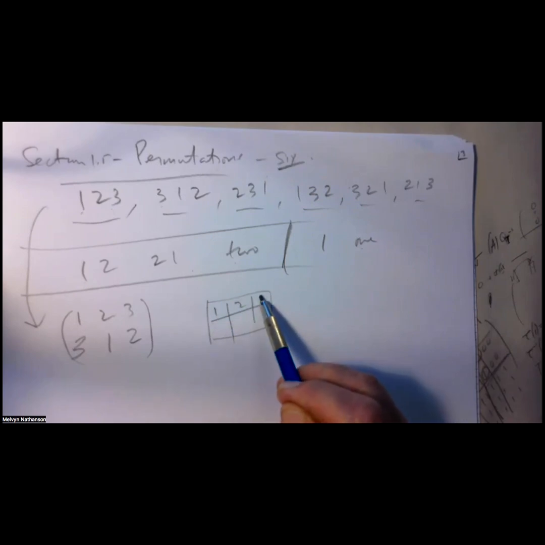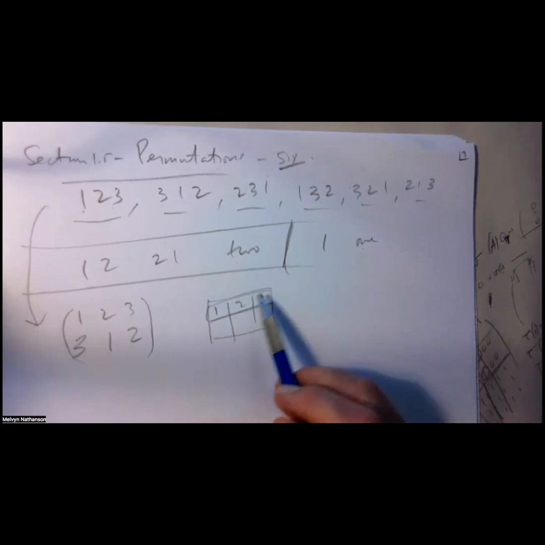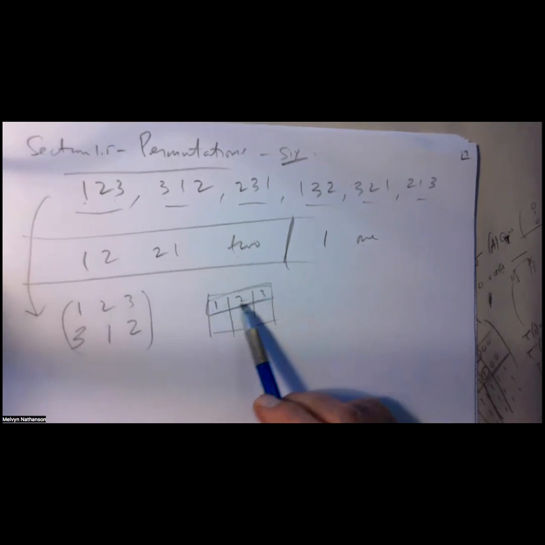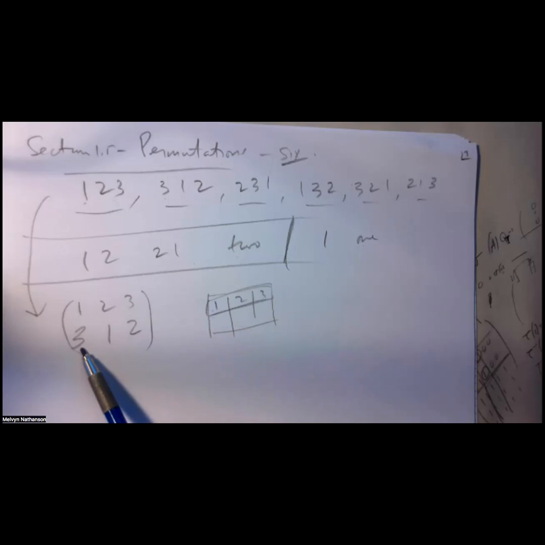Here we have 1, 2, 3. Think of these as 3 boxes in order, and each containing the numbers 1, 2, and 3. And we want to rearrange these and put 1 number in each box, but not necessarily in this order. So we could put 1 in box 3, 2 in box 1, and 3 in box 2.